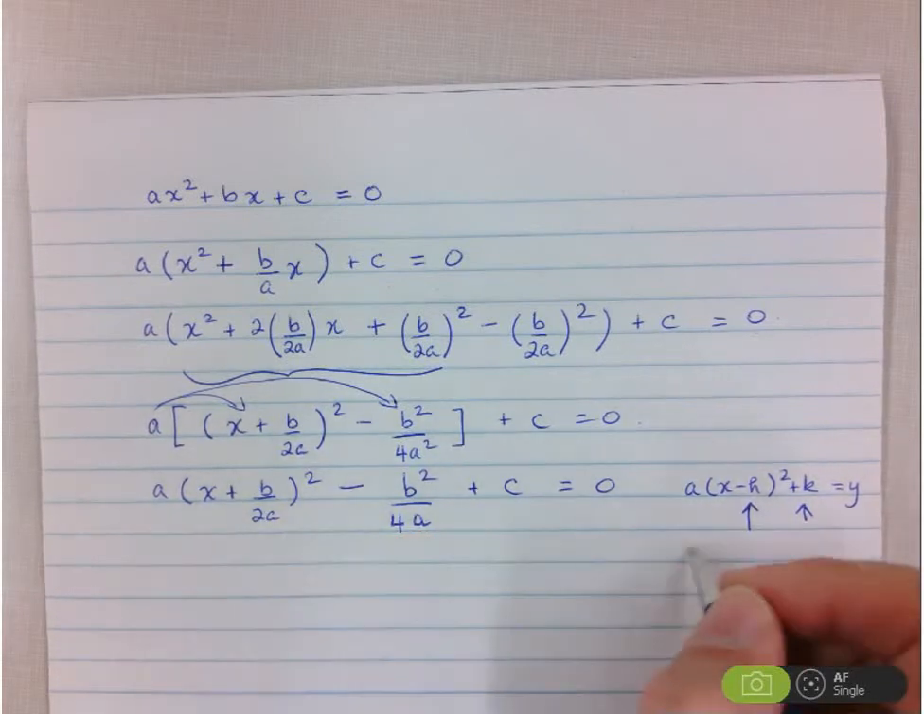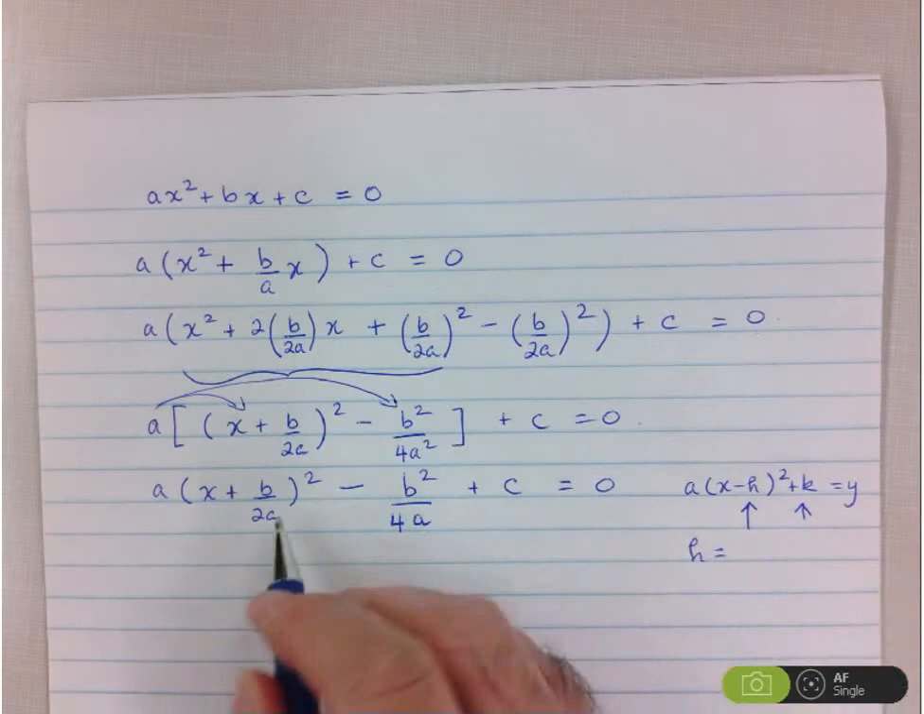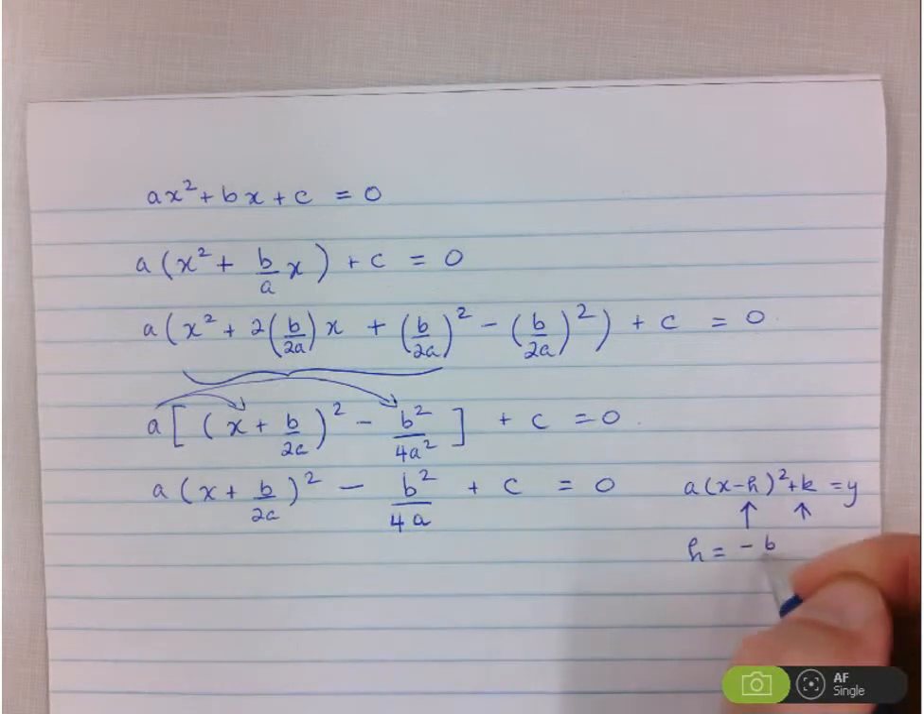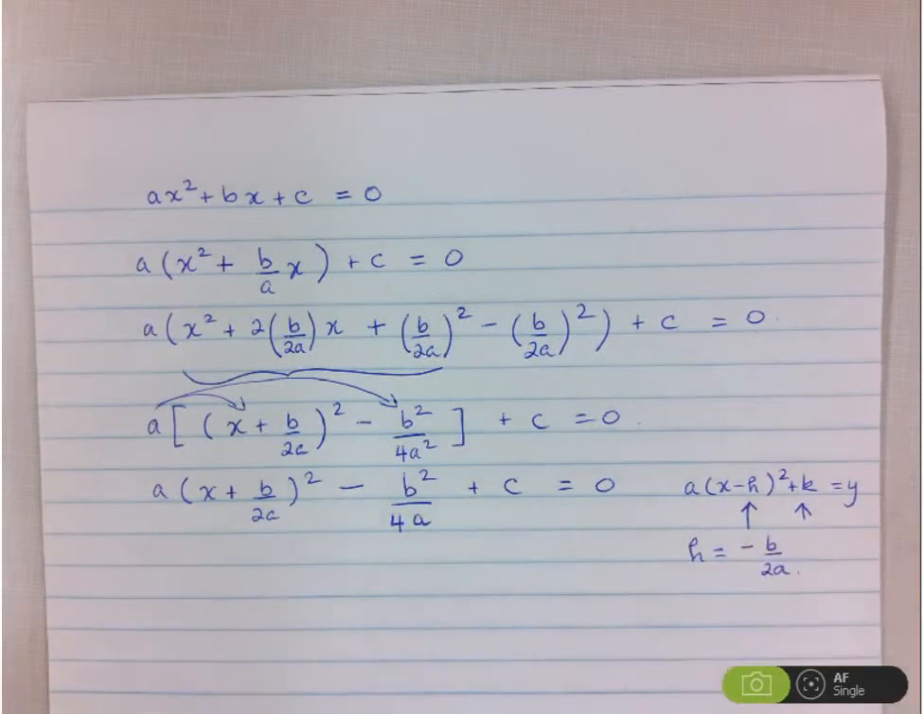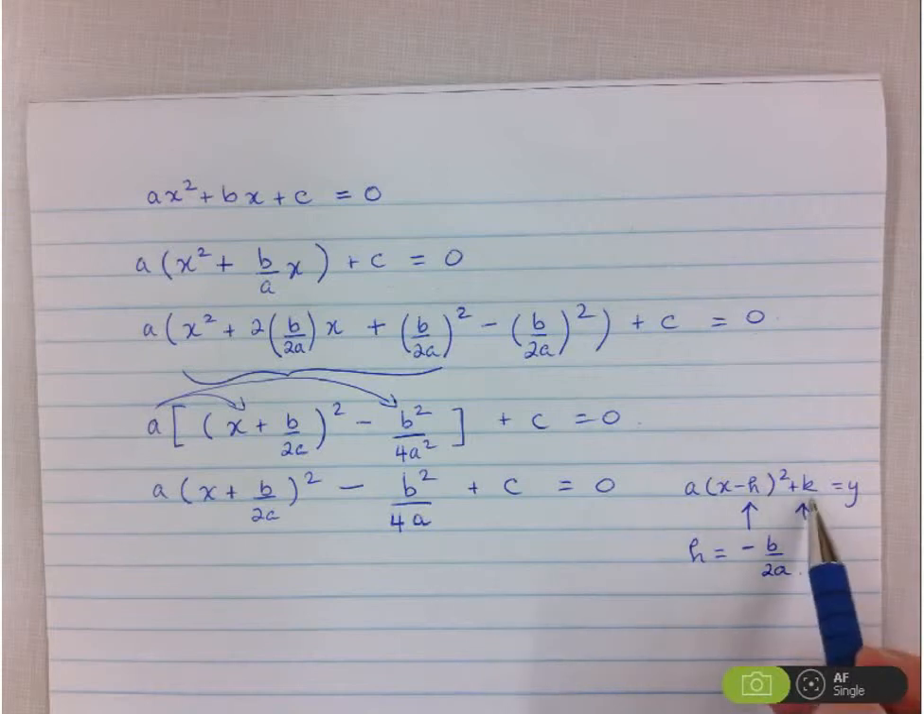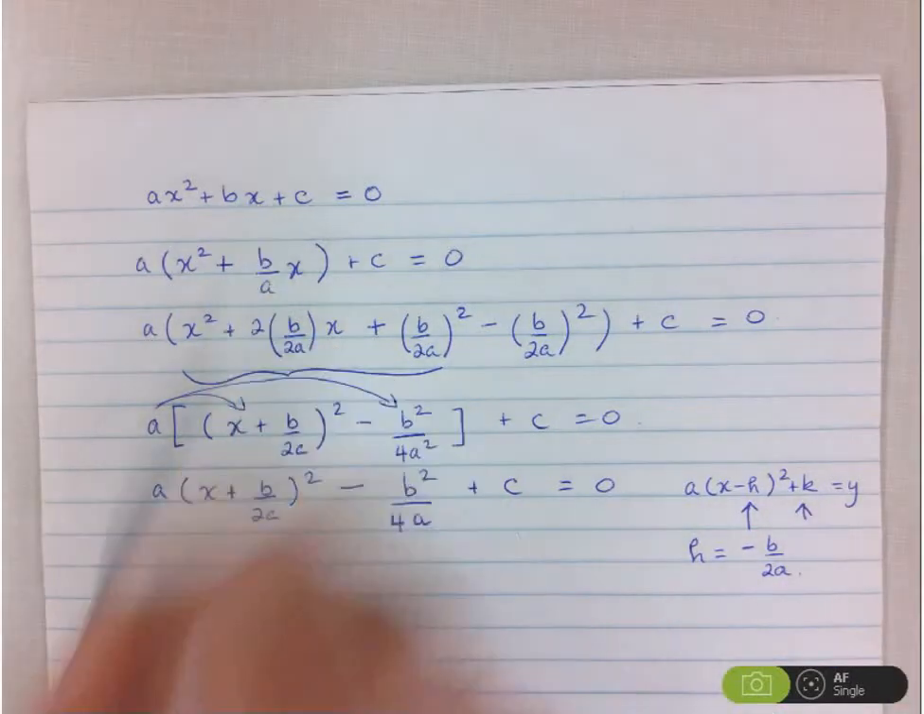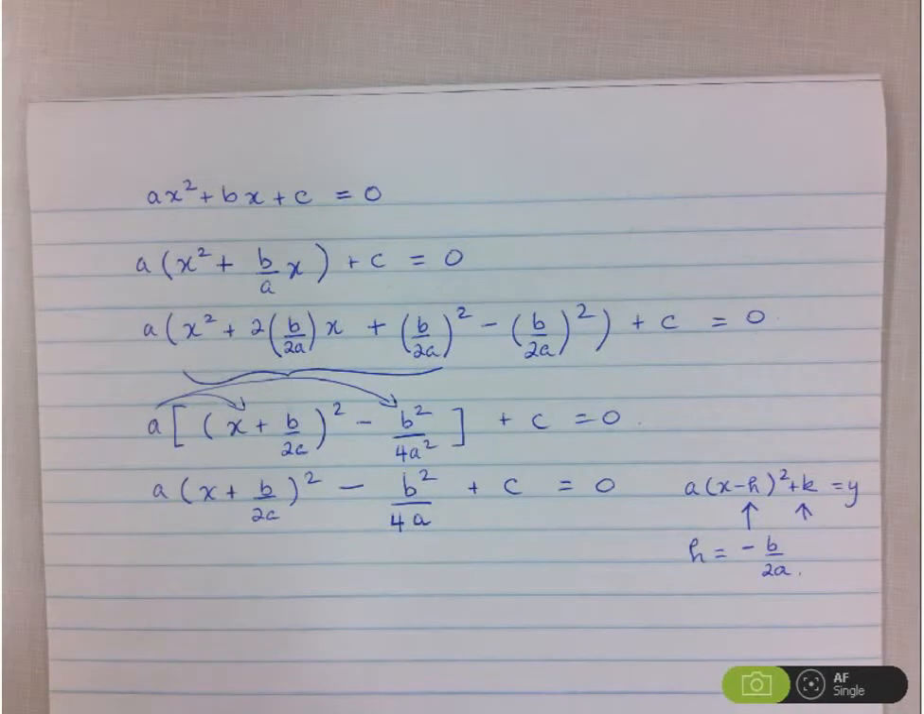In this particular scenario, we see that h would have to be negative b over 2a. So what we've inadvertently found is a formula for the x value of the vertex, or for the axis of symmetry. So x equals negative b over 2a actually gives us the axis of symmetry. And of course, if we did want to find the y value of the vertex, we could just stick it back into the equation here in order to get the y value.